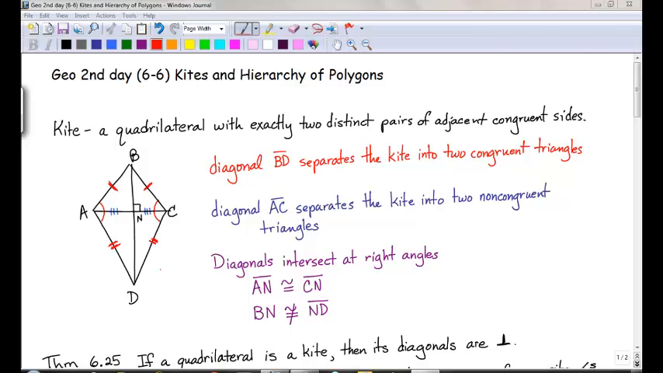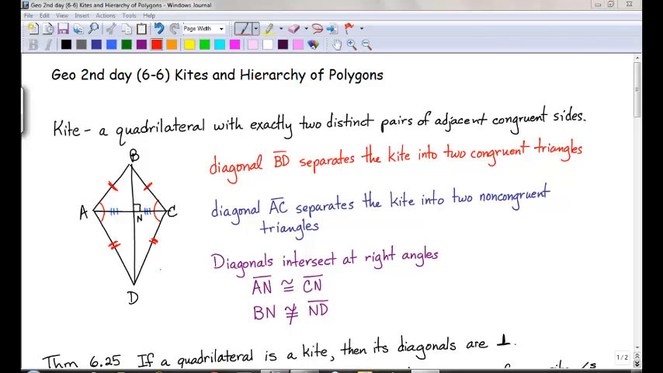This second part, I wish the author had split this up into two sections, but he put it all in one. This second part is on kites, and we're also going to talk about the hierarchy of polygons. I'm going to give you a Venn diagram and also a little chart to show how all these are tied together.